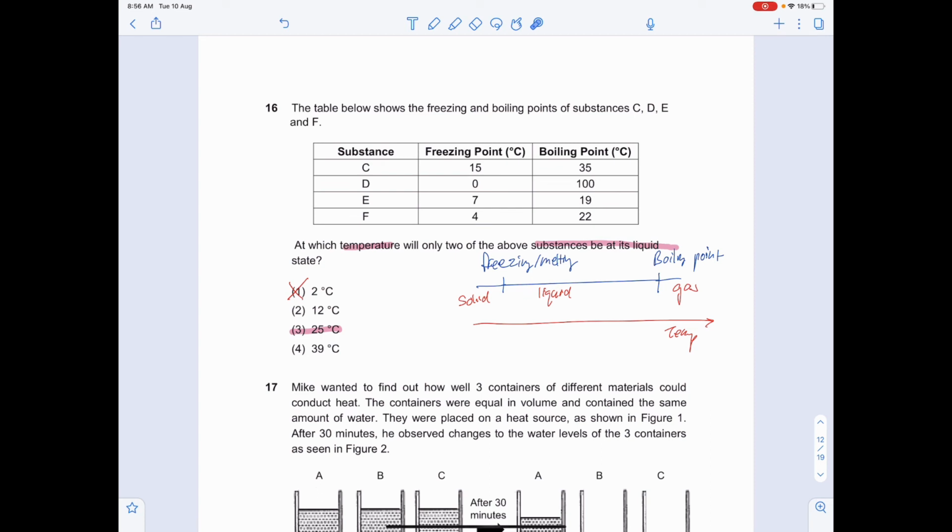So it's actually after its melting or freezing point, so it becomes a liquid. And its boiling point is only at 35. So at 25, I have not reached my boiling point yet. So therefore, yes, it's going to be a liquid.